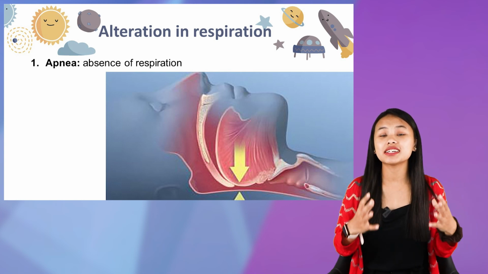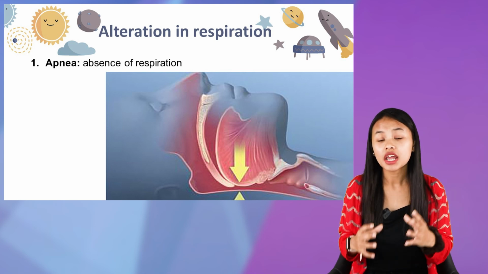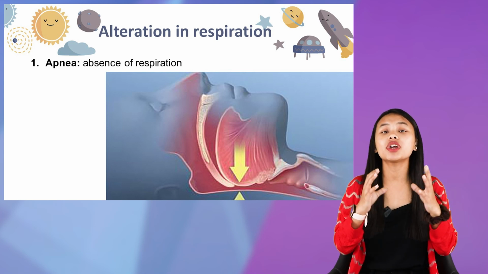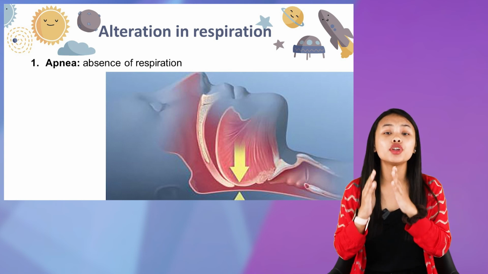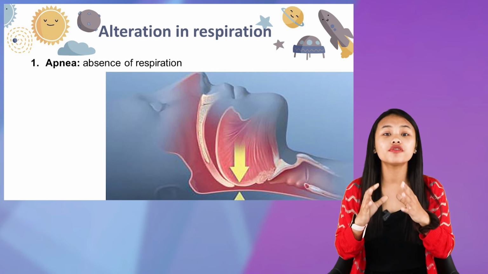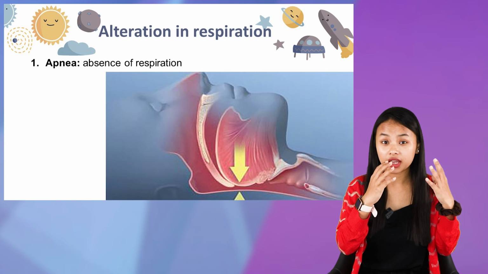So while you are assessing the respiratory rate, if you have found that there is any alteration, then depending on the condition, you can term it as follows. The first one is apnea. While you are assessing the respiratory rate and you find that there is absence of respiration, then you can term it as apnea.